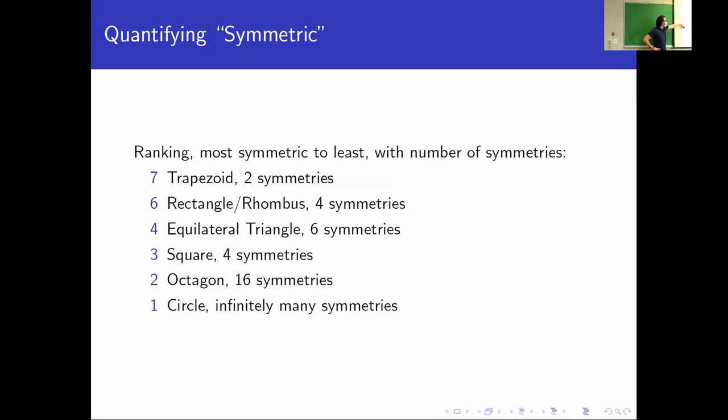That should be 8. Sorry, thank you. That's the one we talked about. Okay, yeah. So it has 4 rotational symmetries and another 4 lines of symmetry, reflection symmetries. Okay. So symmetric means there are symmetries. The more symmetries there are, the more symmetric.